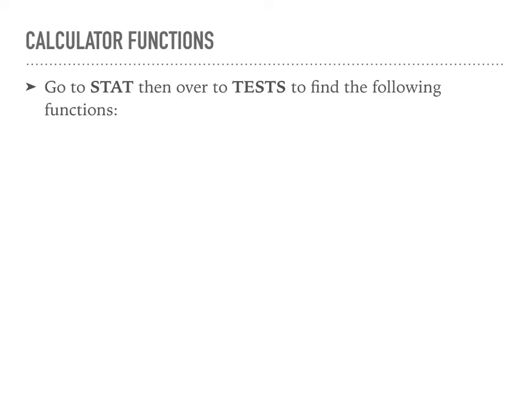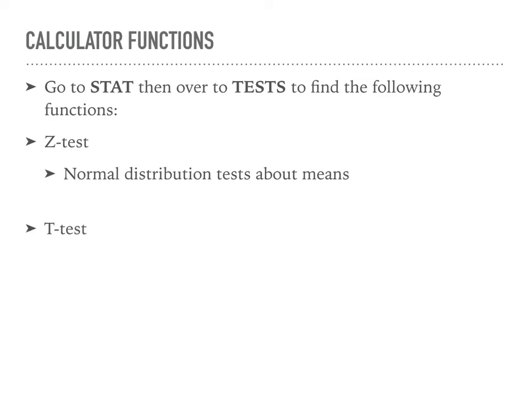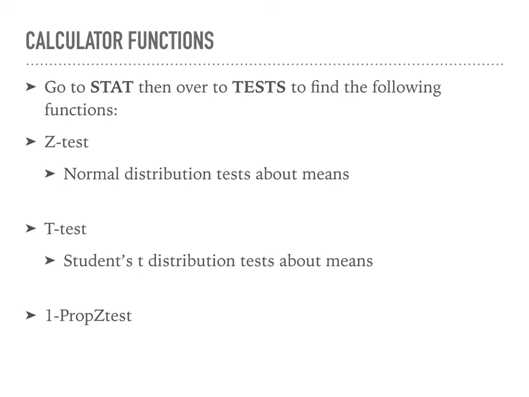So grab your calculators, go to Stat, then over to Test to find the following functions, and this is if you're using a TI-83 or 84 calculator. There's a z-test. Z-test is used for normal distribution tests about means. A t-test, Student's t-distribution tests about means, and then a one-prop z-test. This is for normal distribution tests about proportions.